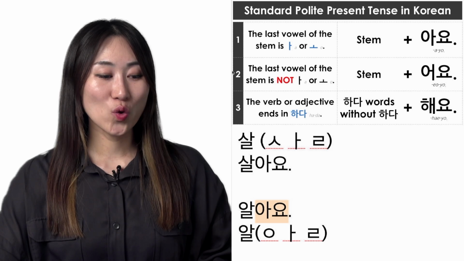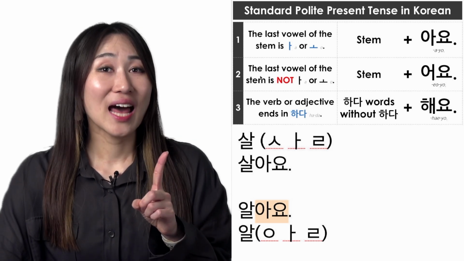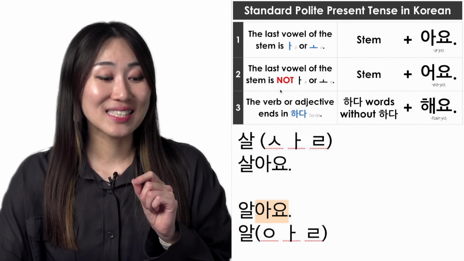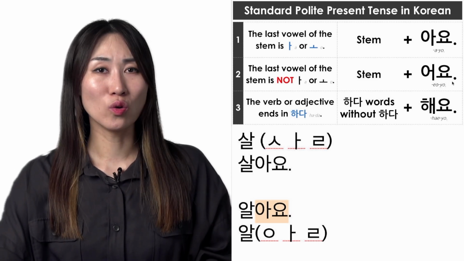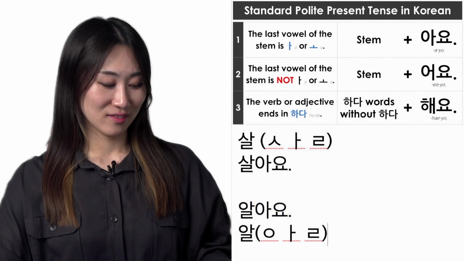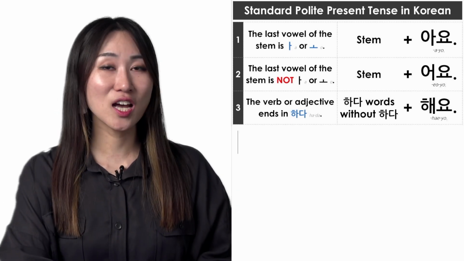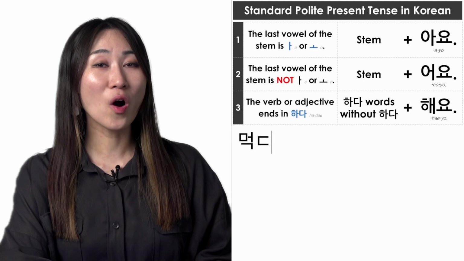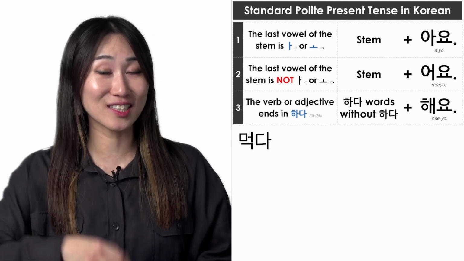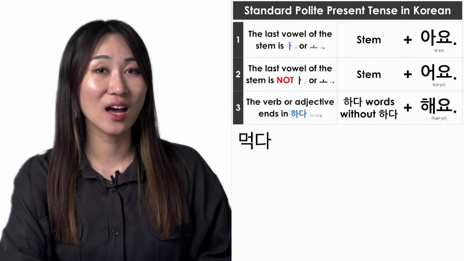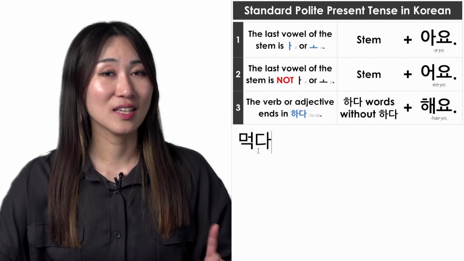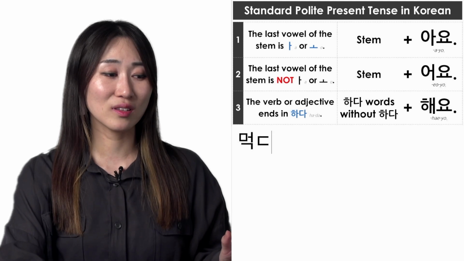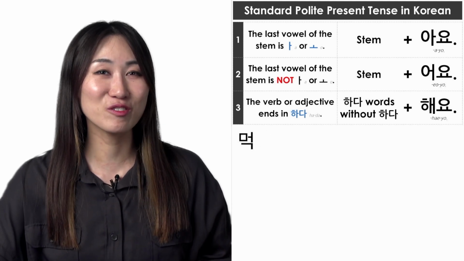Let's look at the second one. If the last vowel of the stem is not a or o, then you use 어요. What does it mean? It's very simple. You have this word: 먹다, to eat. So what is the stem? The stem is simple. Always just remove 다, and now you have 먹.